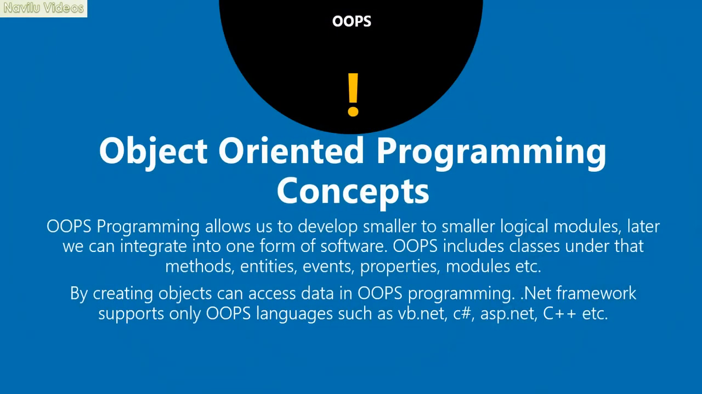Object-oriented programming concepts, OOPS. OOPS programming allows us to develop smaller logical modules, which later we can integrate into one form of software. OOPS includes classes, under that methods, entities, events, properties, modules etc. By creating objects we can access data in OOPS programming. The .NET Framework supports only OOPS languages such as VB.NET, C#, ASP.NET, C++, etc.